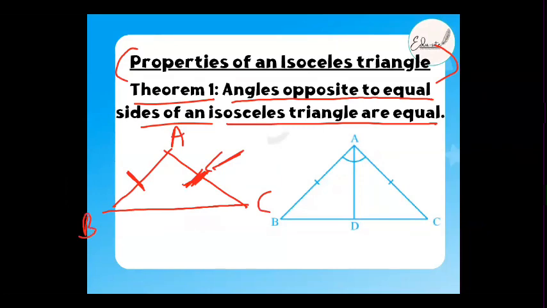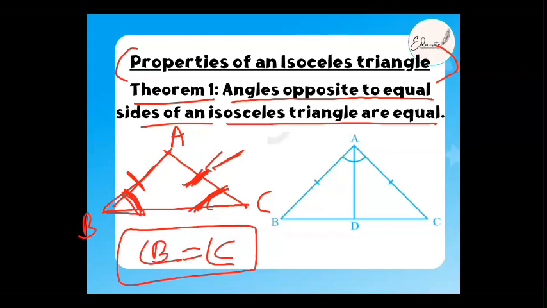Okay, now tell me, which is the angle opposite to AC? AB. Yes, excellent. I asked you about the angle. It is angle B, correct? Angle B is opposite to side AC. Now, which is the angle opposite to side AB? Angle C, okay? So angle B is equal to angle C from this theorem.